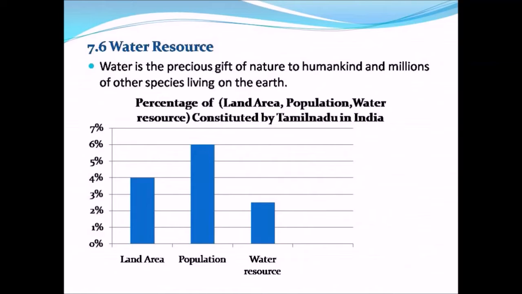In this graph, you can see that Tamil Nadu constitutes 4% of India's land area. Tamil Nadu is inhabited by 6% of India's population, but it has only 2.5% of India's water resources. From this graph, it is clearly concluded that the available percentage of water resource is very less when compared to the population of the state. Therefore, it is very essential to conserve and save water.